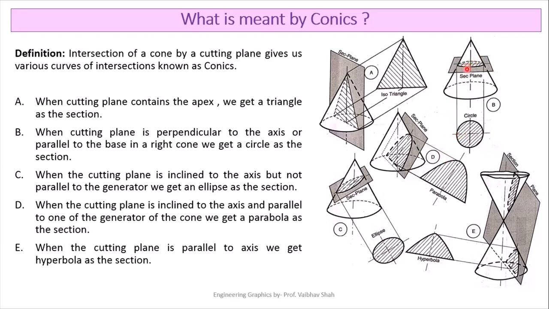So when your cutting plane is perpendicular to your axis and parallel to the base, you will be having a circle as a section. Now case C, when the cutting plane is inclined to the axis but not parallel to the generator, we get an ellipse as the section. Let us understand this case C.